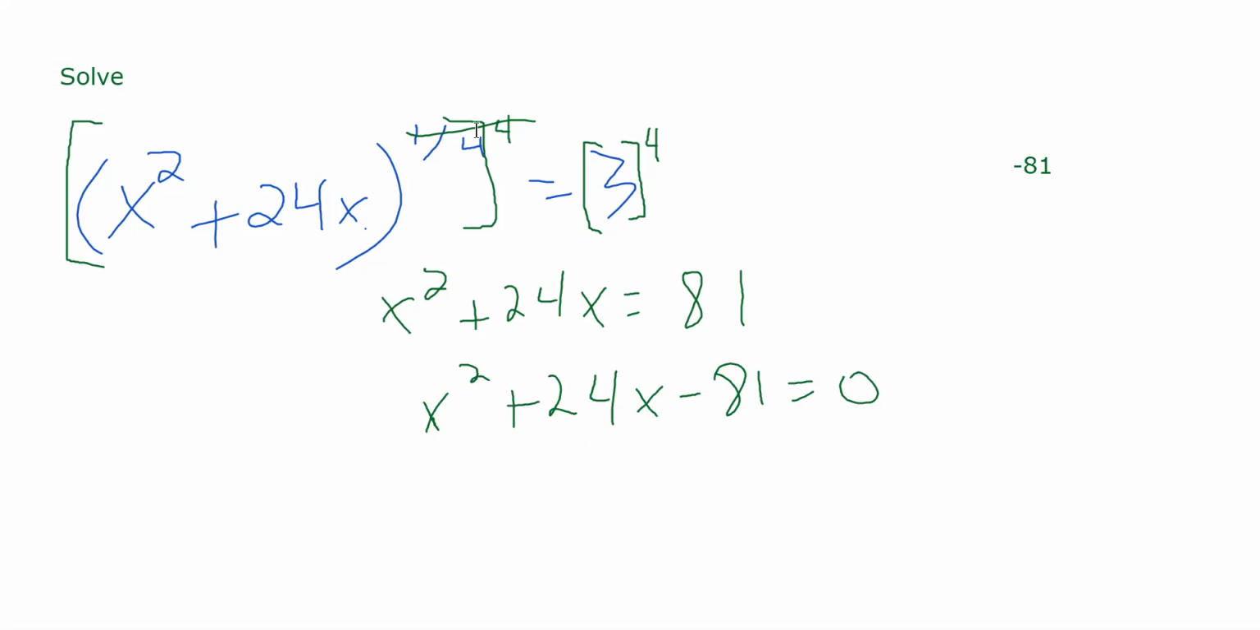So positive 27, but negative 3. Multiply them together, you'll get negative 81 as required. But if you add them, you're going to get 24. Well, that's cool because that means the factoring is going to be pretty easy.